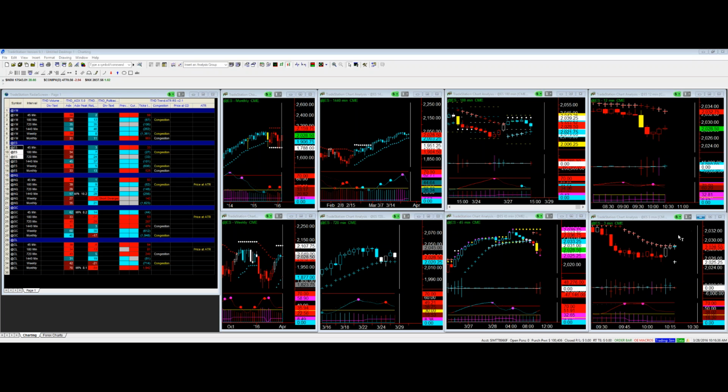If they flip this ATR, it's going to form a congestion dot more than likely. And that congestion dot is going to pretty much equal this ATR. So this is one of the things you really want to kind of watch for when you're trading.